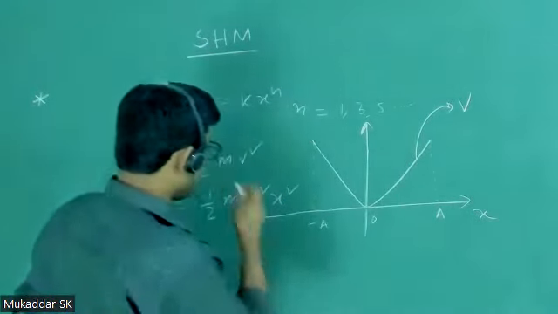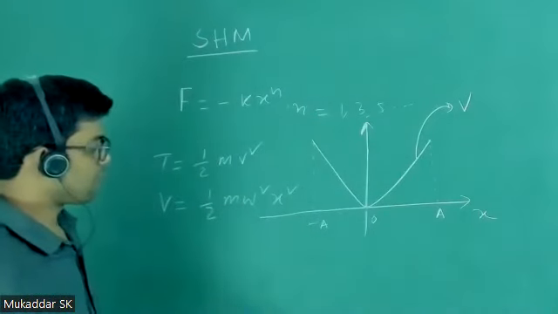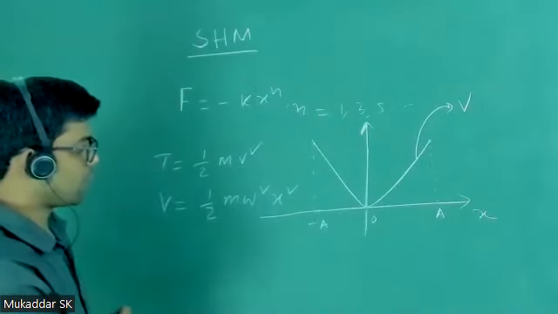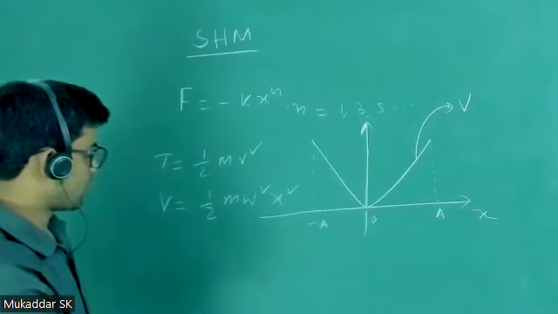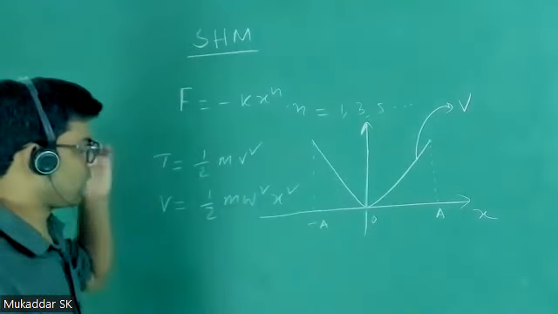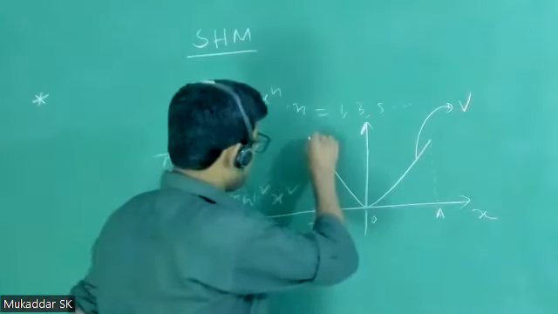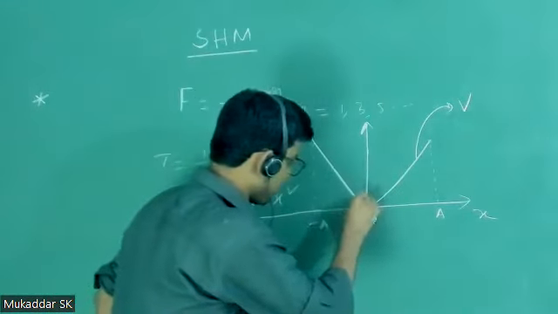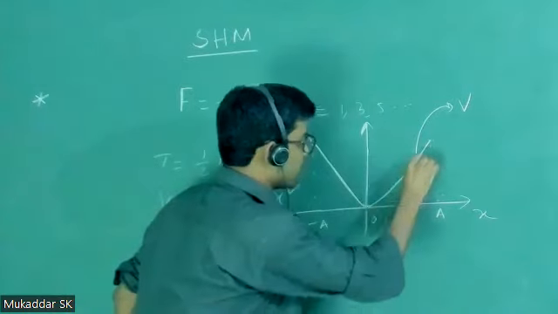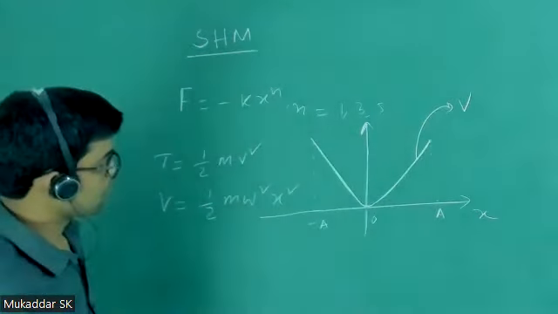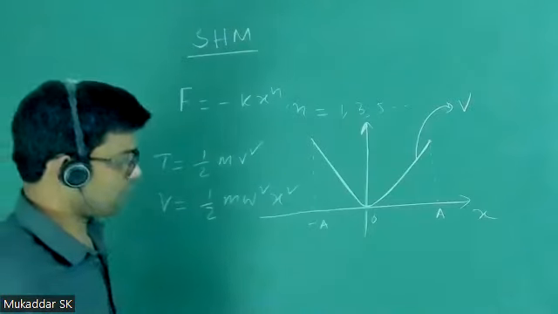But sir, the plot is parabolic in nature, because x square is present in the potential energy expression, but you have drawn a straight line. It's not like a straight line, it's like a parabola. Exactly, it is not a straight line, it is parabola type. Okay, sir. It's not a straight line, it will be a parabola.